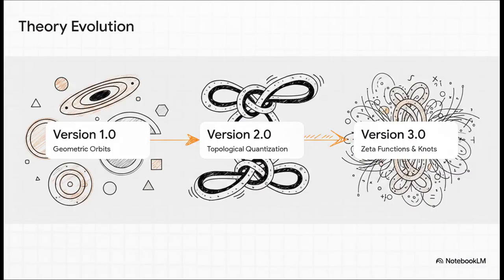Uniting these three versions basically gives us a progressive detective story. Step 1 sets up the initial premise of geometric orbits. Step 2 dives deeper into topological laws. And Step 3, well, that brings the whole shebang together into ultimate mathematical unification. Let's see how this builds, starting with Step 1.